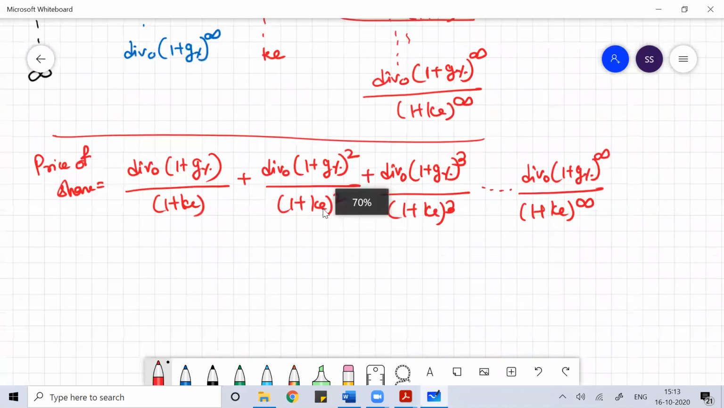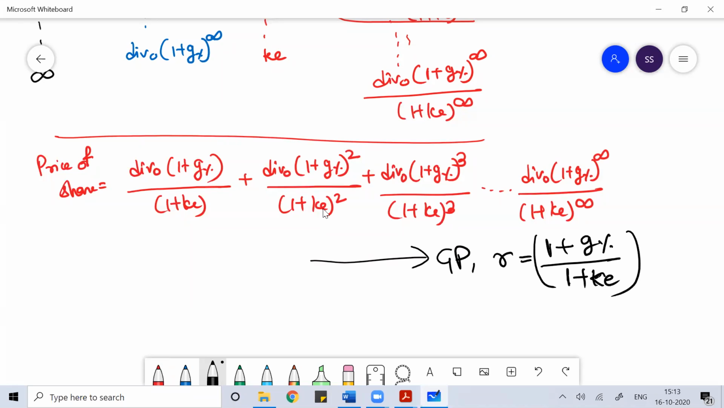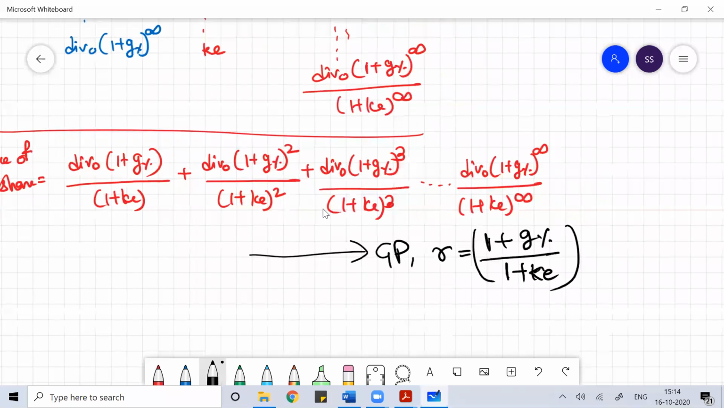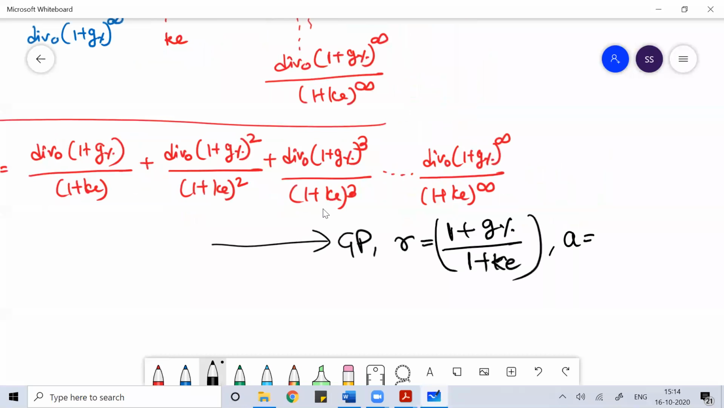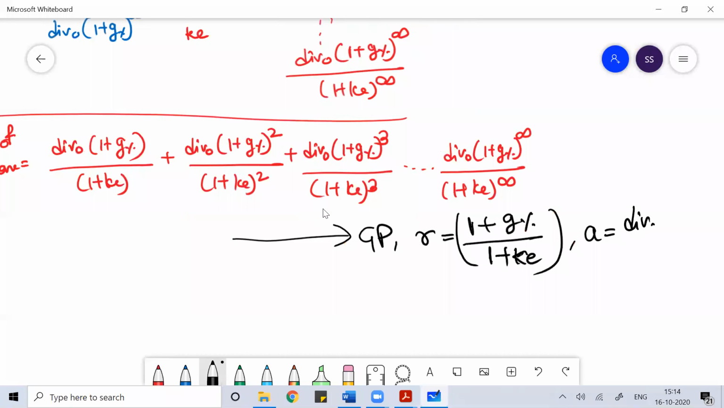Again, the same logic. They are in GP. The ratio of the GP is 1 plus g percent divided by 1 plus k. This is your ratio of the GP. Once you get the ratio, then you can get A. What is A? It is the first term: DIV naught into 1 plus g percent divided by 1 plus k.